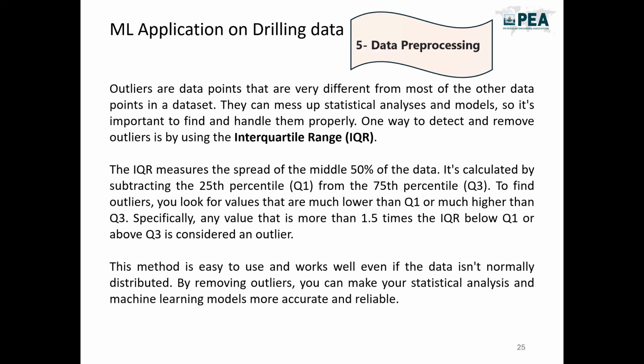The next step is the data preprocessing, or what we call filtration. Here we are going to use the interquartile range, or IQR, method to filter the data. With this method, we look for the spread of the data in the middle 50%. To calculate the IQR, we need the 75th percentile, or Q3, minus the 25th percentile, which is Q1. So the IQR is equal to Q3 minus Q1.